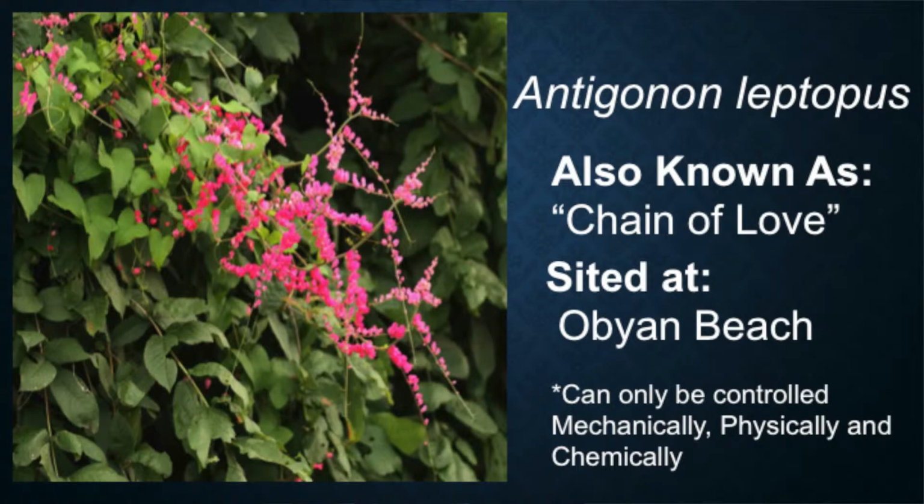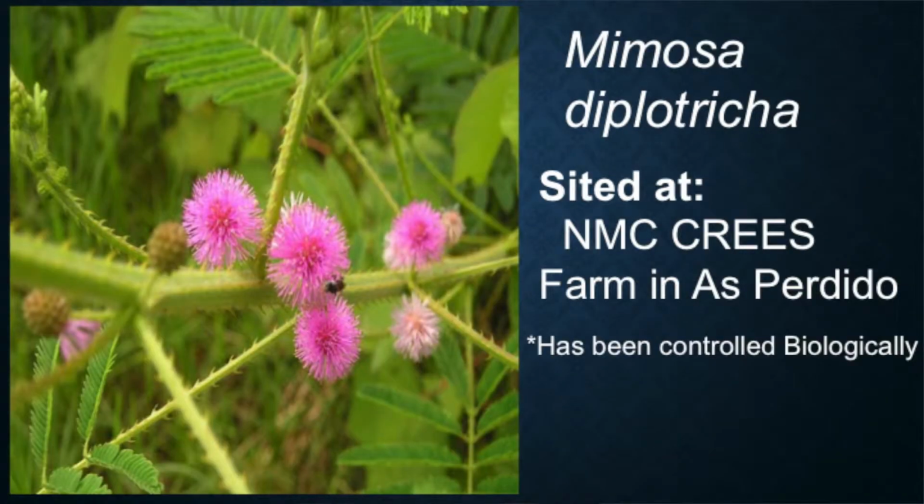This is Antigona leptopus, also known as the chain of love, and we found this at Upton Beach. It can be controlled mechanically, physically, but the last resort would be chemically. And the last that we found is a Mimosa diplotricha, which we found at the NMC-CREES farm in Aspertito, and it has been controlled biologically.